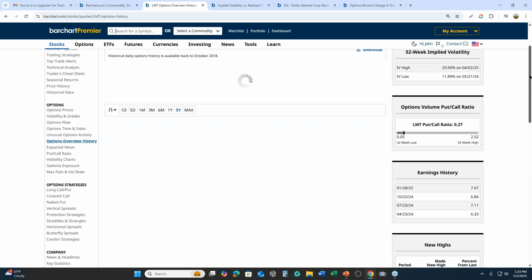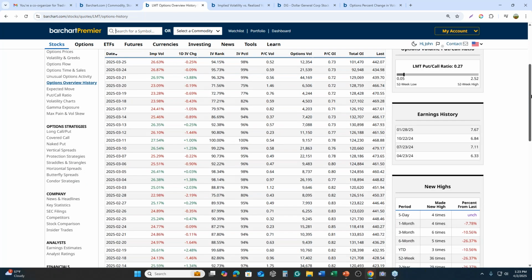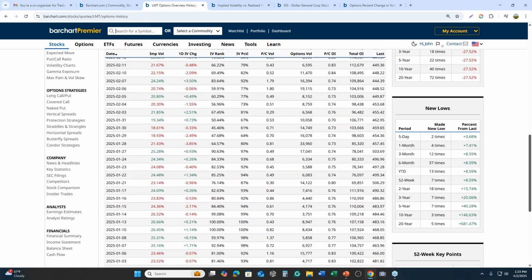Again, our earnings was on January 28th. Let's go back in time. Yeah, this is a little bit better example, right? Again, we can see our implied volatility is rising going into earnings, and then after earnings, you get a nice drop from 25 down to 18. So that kind of plays a better example. All right.